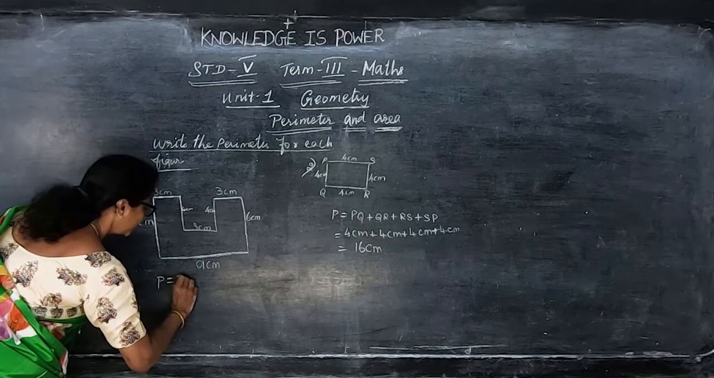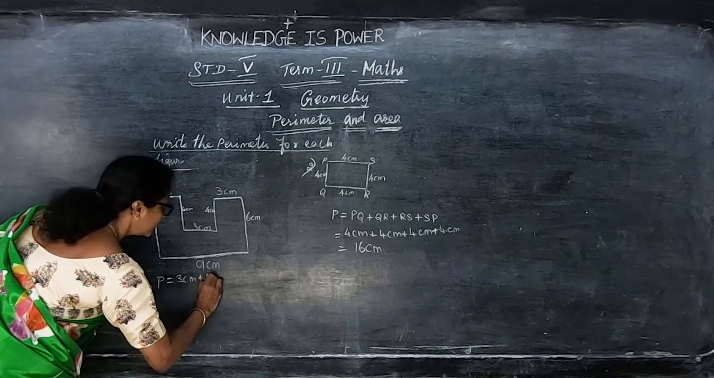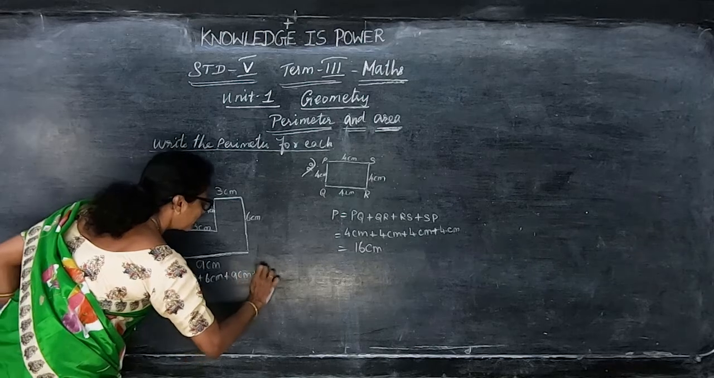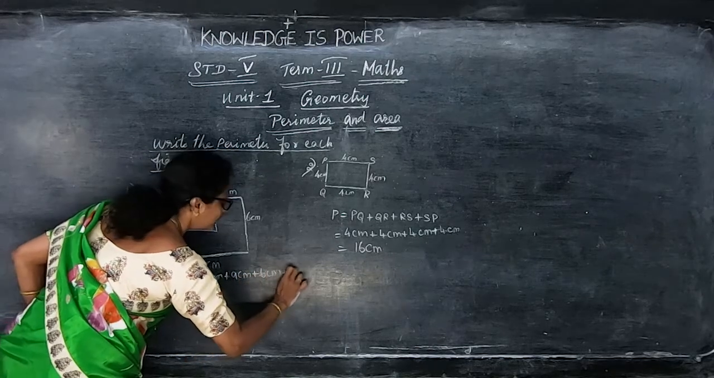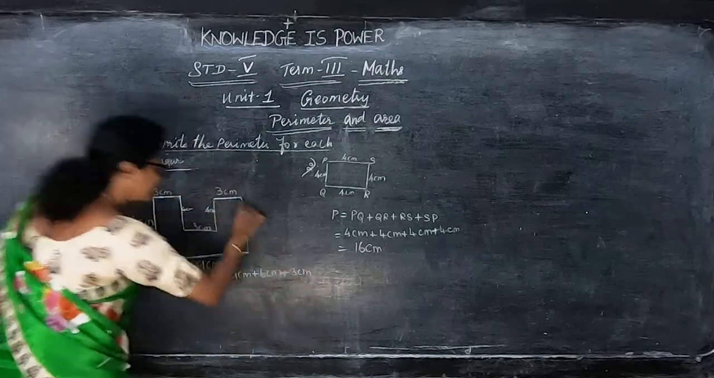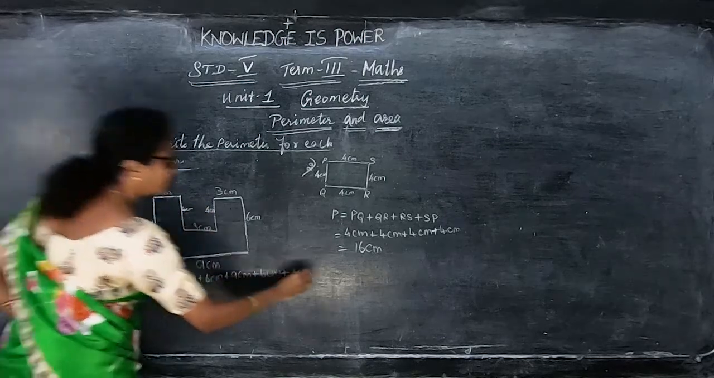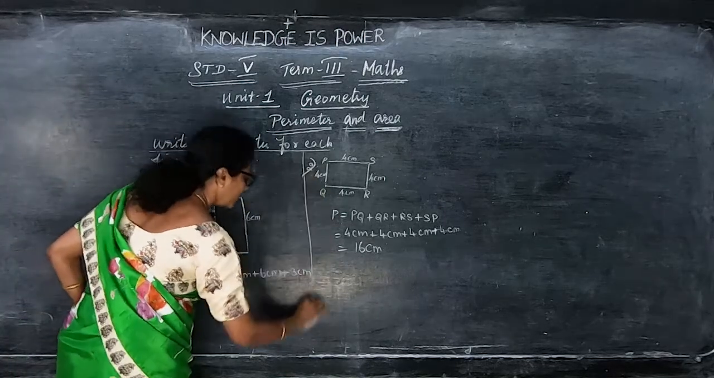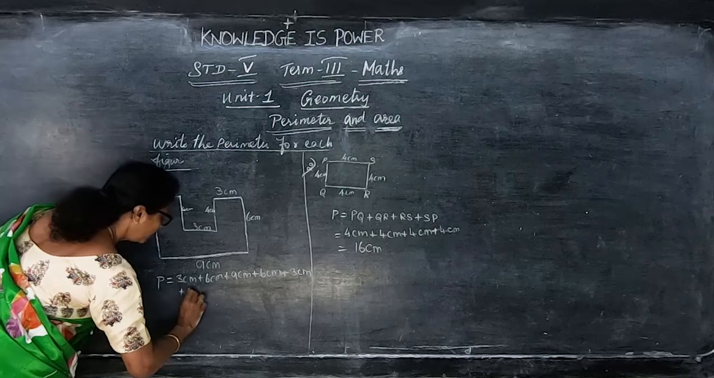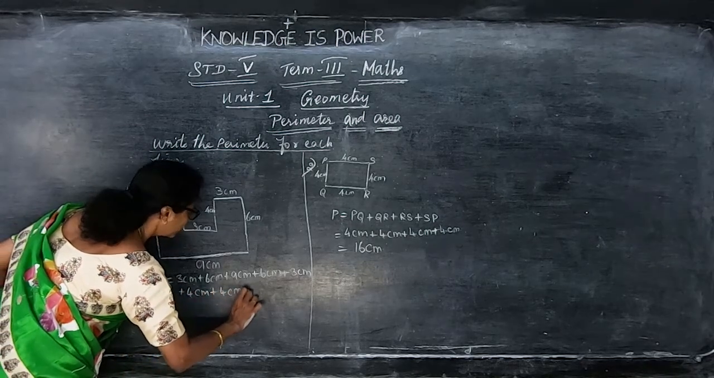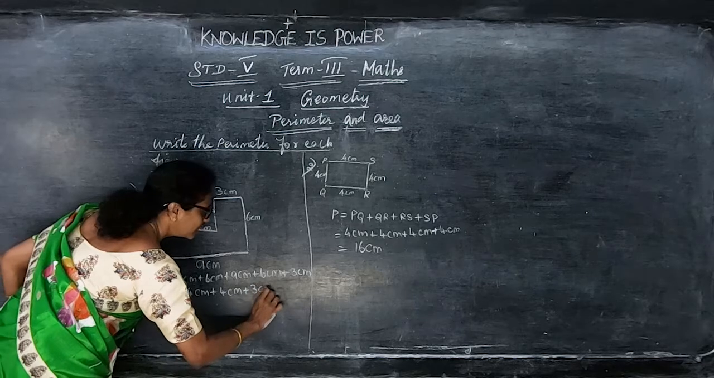Again I am telling, 3 centimeter plus 6 centimeter, you have to write plus 6 centimeter plus 3 centimeter. So the outer numbers are all written. Next, inside 4 centimeter, 2, 4, and there is a 3. So you can write plus 4 centimeter plus 2, 4 centimeter, plus 3 centimeter.